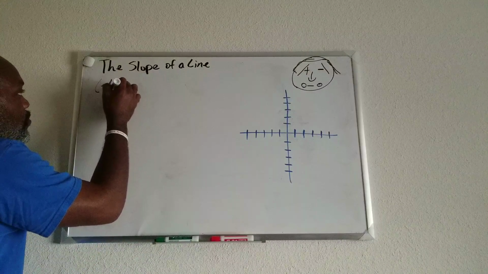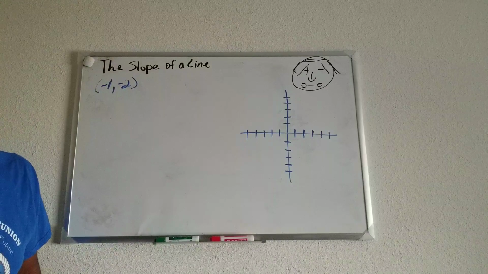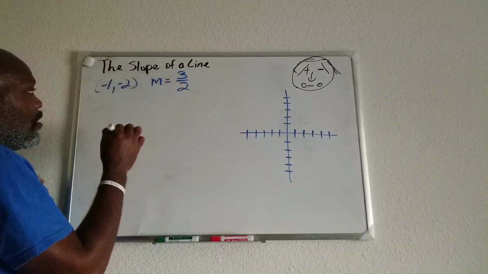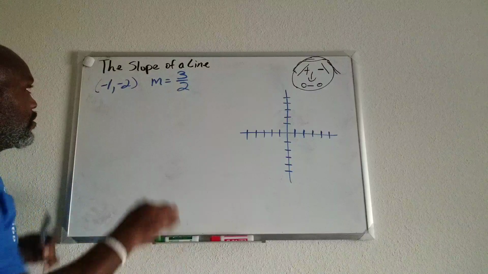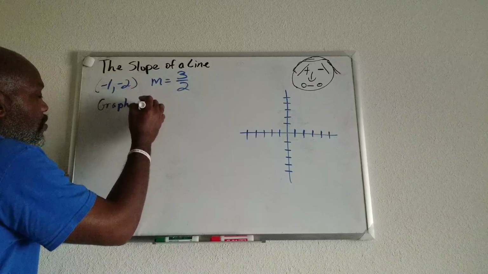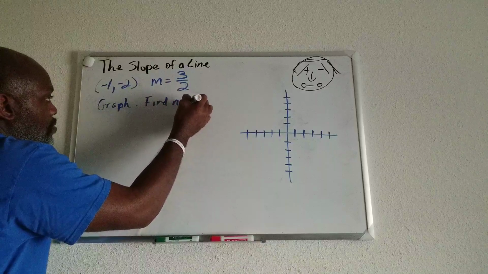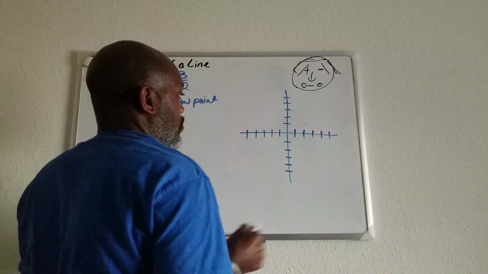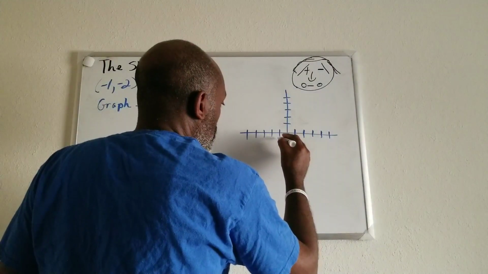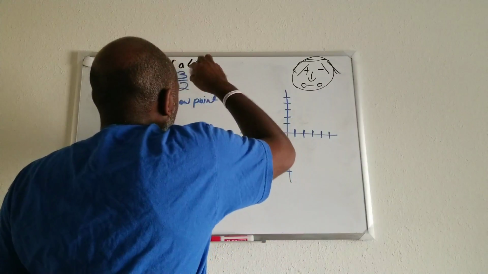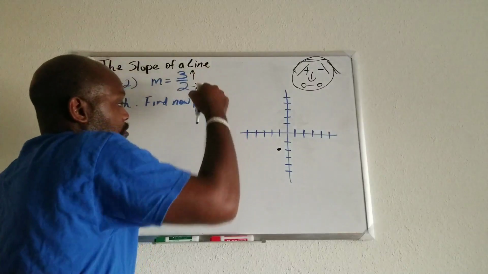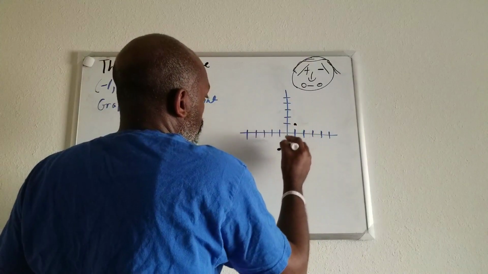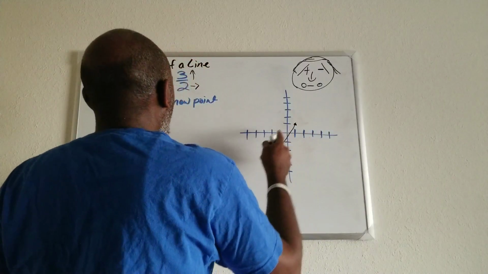Let's say they give us -1, -2, and my slope is 3/2, and they say graph this, find a new point. What I do is first locate the point, -1, -2. I'm always looking back at it to make sure it's right. Then I go up 3 and to the right 2. I use those arrows to help me because sometimes I mess up. Go 1, 2, 3, and then 1, 2. It's my new point, and if I connect those dots, it's a positive slope.